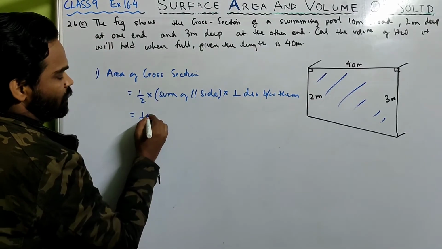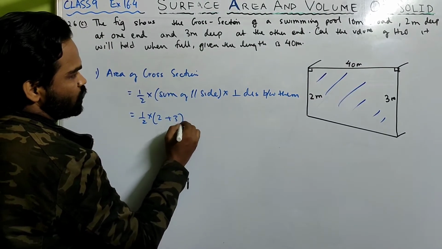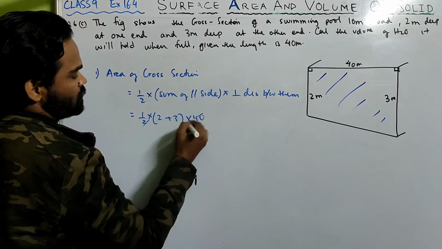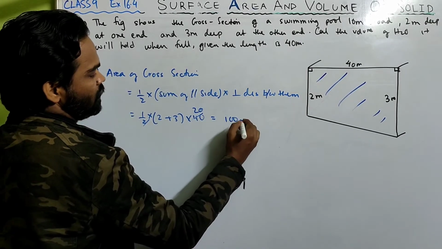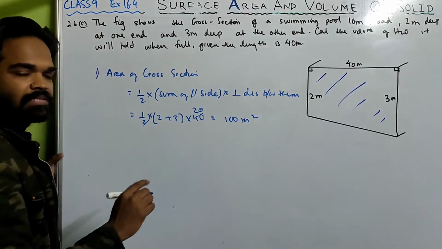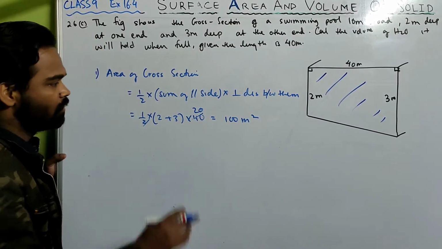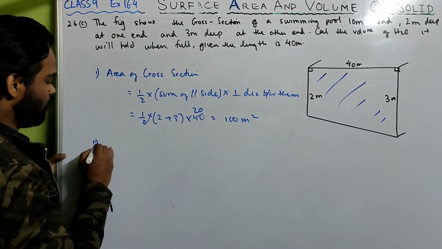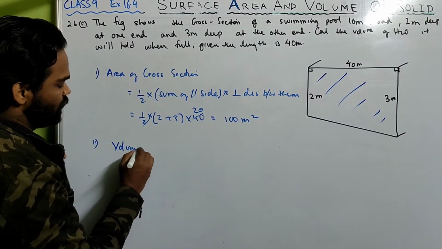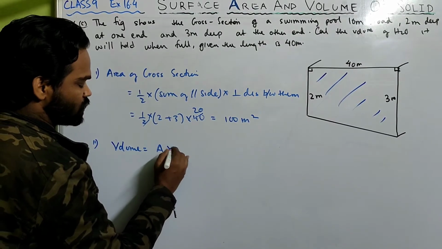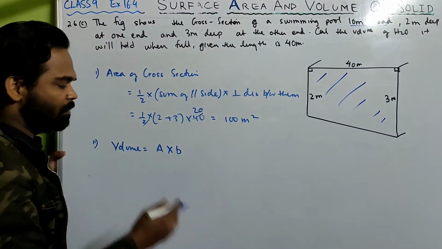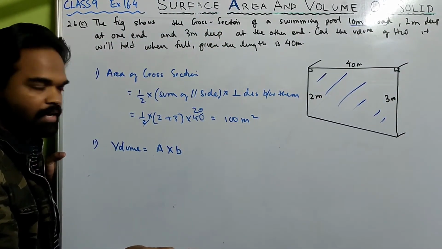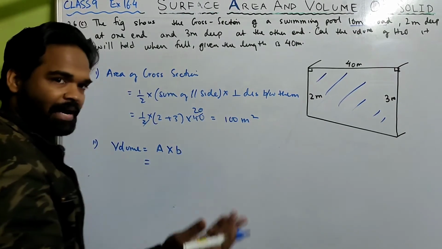Now look carefully at the diagram. That's half into 2 plus 3 multiplied by 40. So that's 2 plus 3, 5. That's 100 meters square. That's the area of the cross section. Then volume will be, in this case, area of cross section into the breadth, 10 meter broad. It can be area into length, or height also.